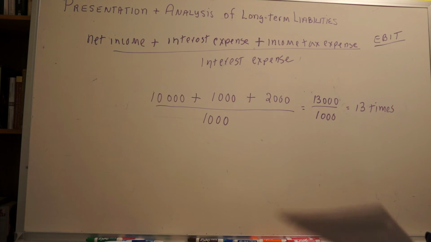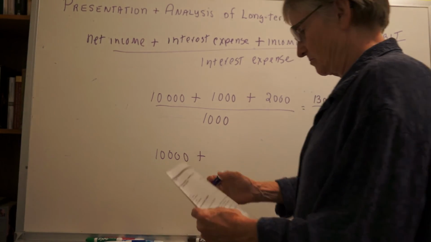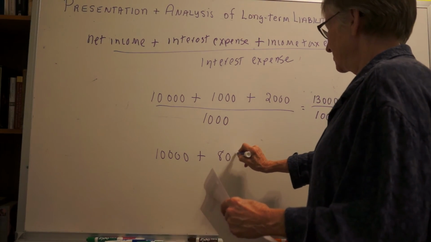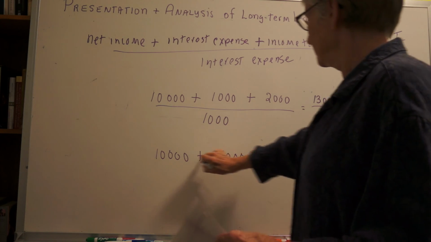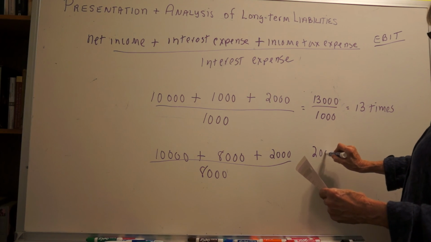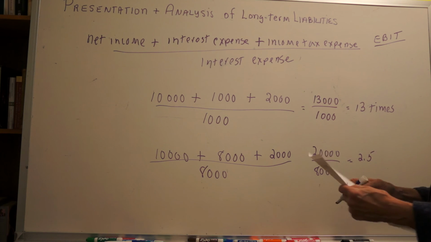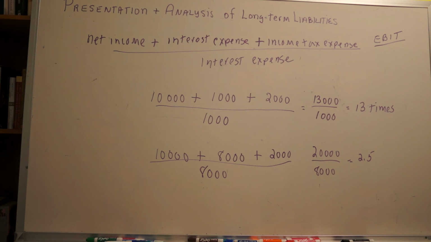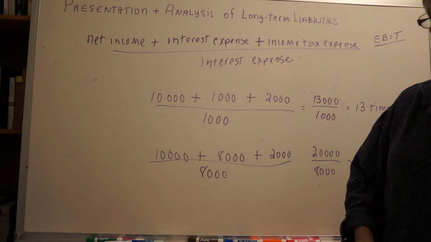Compare this with company C, who has 10,000 in income, plus 8,000 in interest expense, which is a lot more interest expense, and 2,000 in taxes. If you divide that 20,000 by 8,000, you end up with 2.5. 2.5 is their times interest earned. So this company has a much weaker ability to keep current with their interest payments. Okay, so that's about it for presentation and analysis.